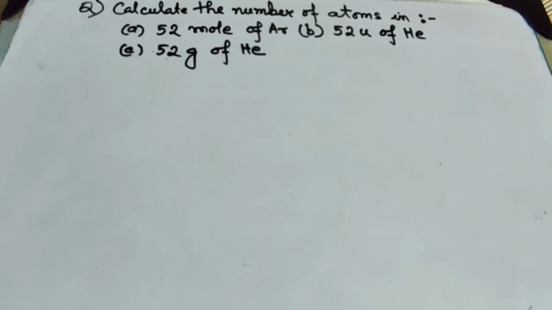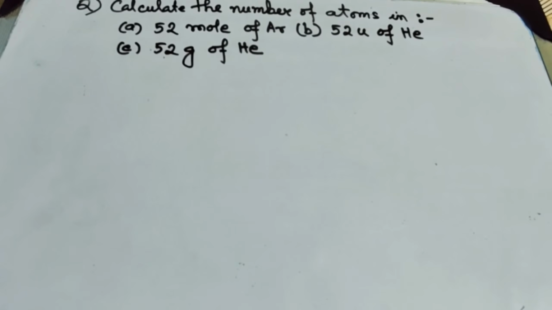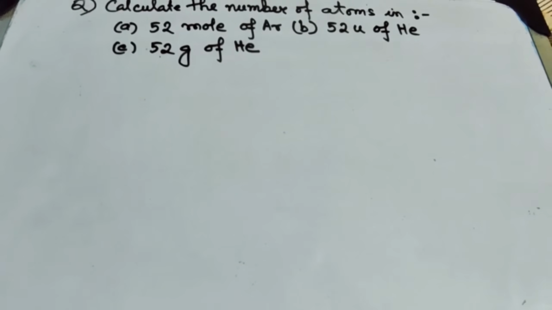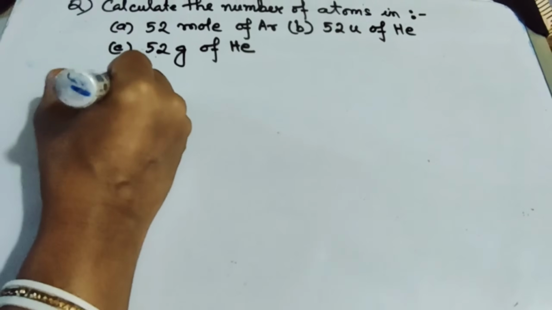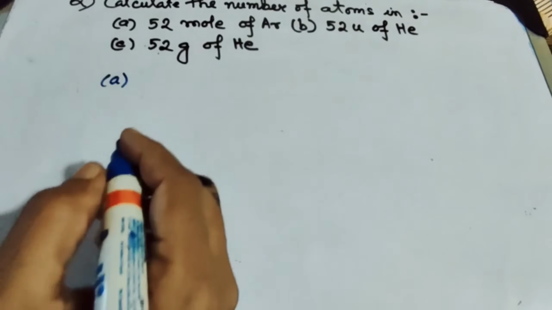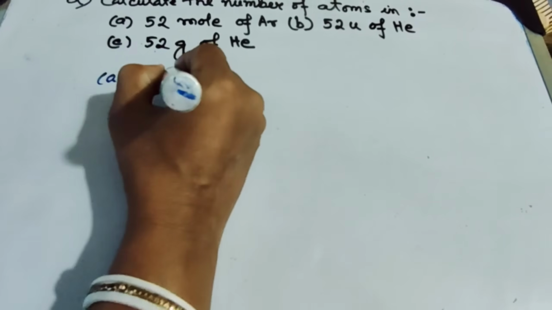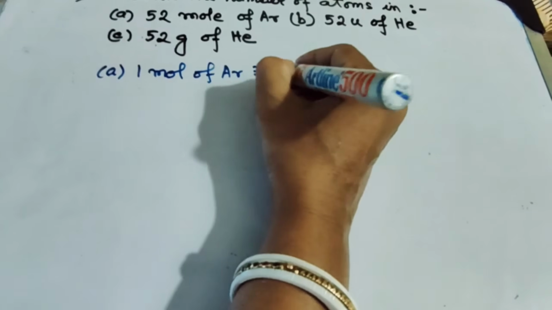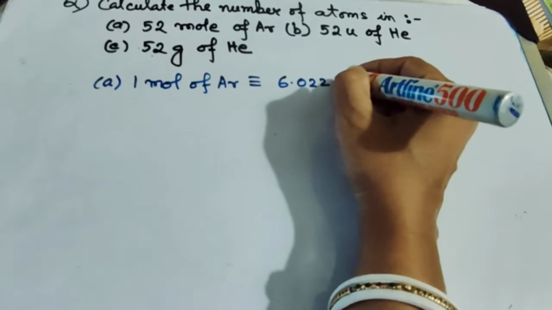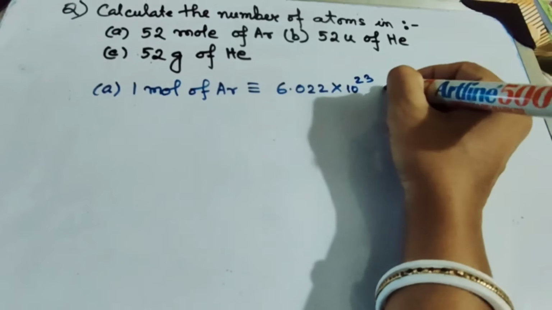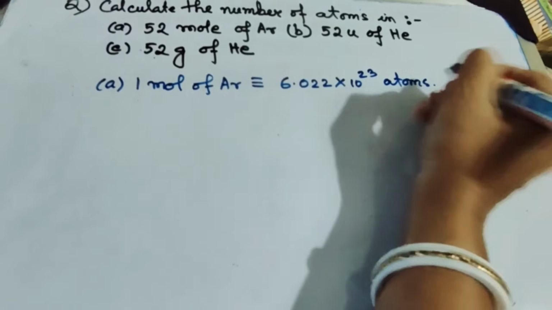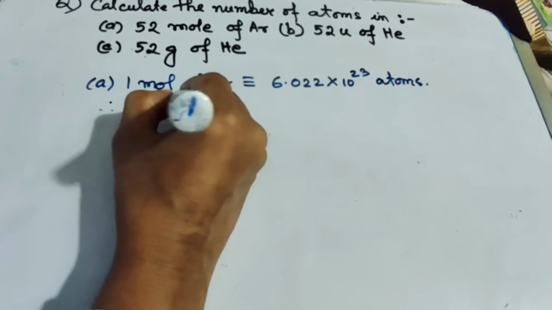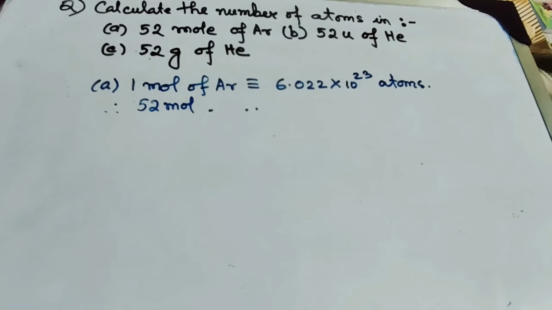Now this is a very common question for all exams. Calculate the number of atoms in... One is given in moles, 52 moles of argon. I think this is very easy. First one, 52 mole of argon. We know that 1 mole of anything, so I will say 1 mole of argon will contain 6.022 into 10 to the power of 23 atoms of argon, of course. So I am writing atoms. Therefore, 52 mole corresponds to how much? We all can do it.